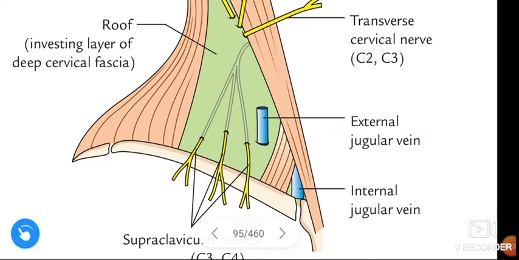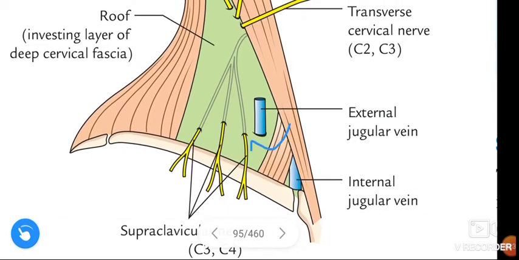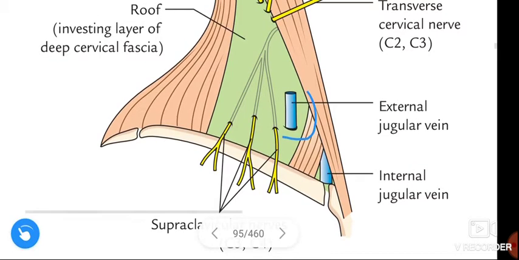See here, this is the external jugular vein, which crosses the sternocleidomastoid muscle obliquely.